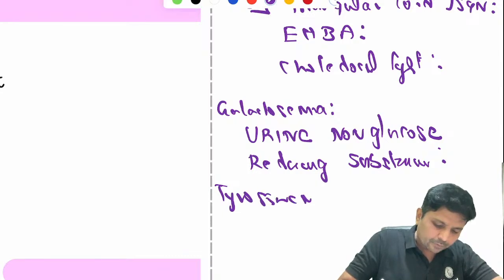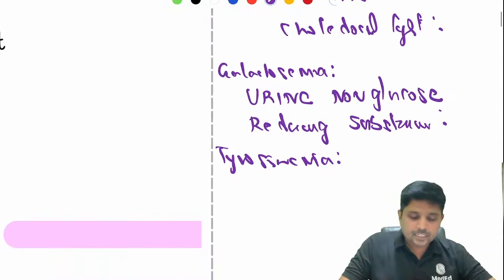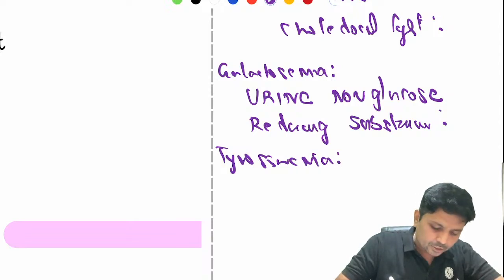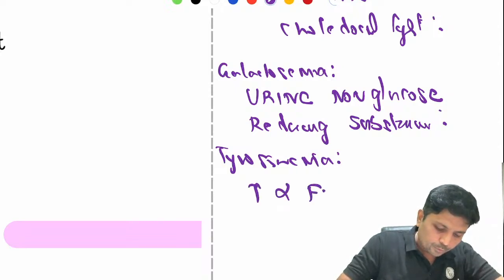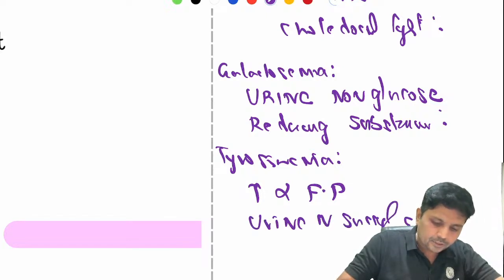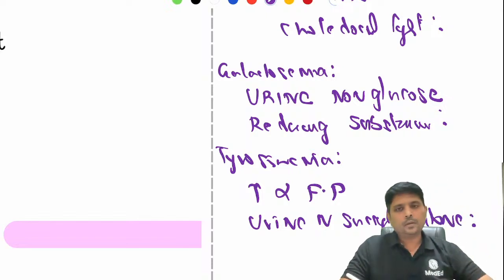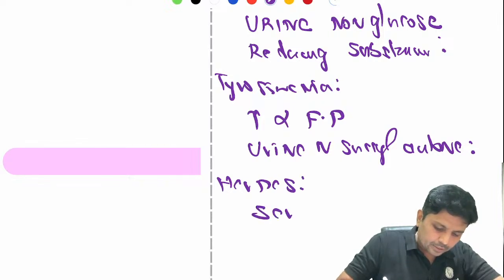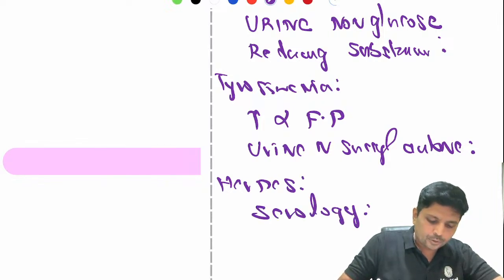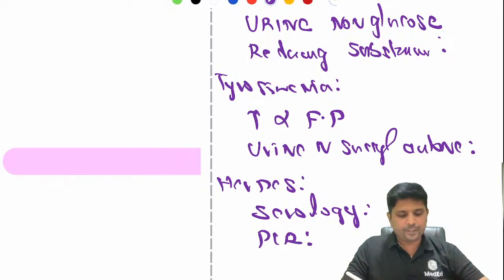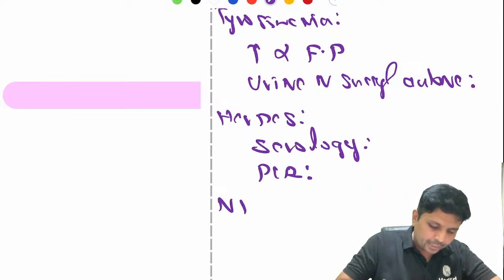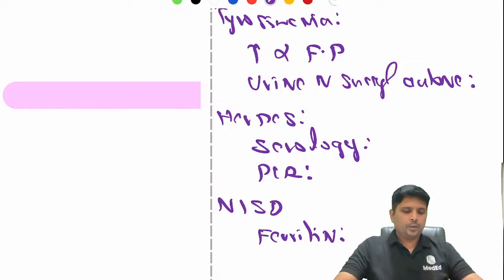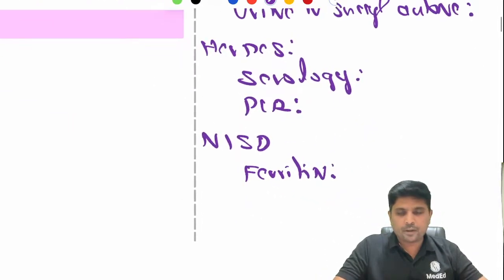What is the investigation for tyrosinemia? The simple investigation is raised alpha fetoprotein or urine succinylacetone. For herpes, you can do either serology or PCR for herpes. For neonatal iron storage disorder, you can do serum ferritin. So these are some of the investigations.